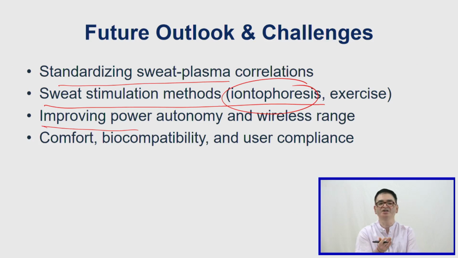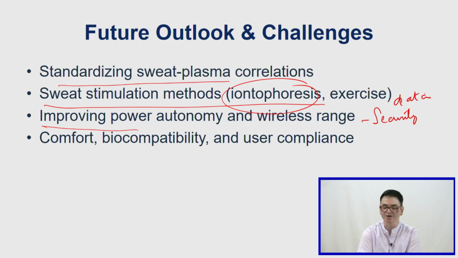I showed you images of doing clinical studies, and I covered the image of the participant. The reason there being, the participants do not want to be identified. Sometimes you see images of babies being displayed. That's completely unethical. If you are showing images of babies, you have to cover the faces, right? So how do you improve the power autonomy, and how do you improve the wireless range? And to this I would also add data security as well. How do we make sure that the data is secure, and then add on to this comfort, biocompatibility, and the user compliance as well.